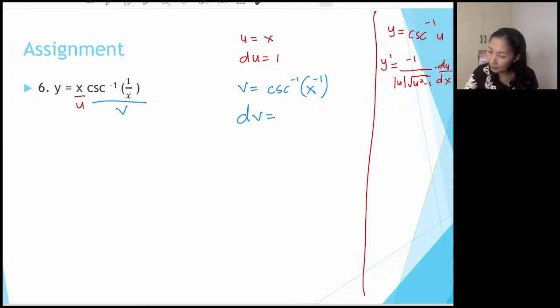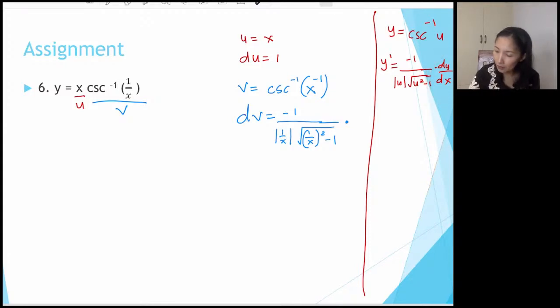So, applying this then, dv will be equal to negative 1 over the absolute value of u, the argument, which is 1 over x, times the square root of u squared minus 1, the square root of 1 over x squared minus 1, times du over dx. Okay, derivative of the argument.